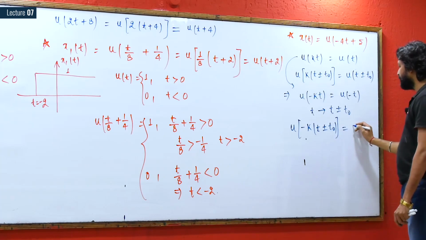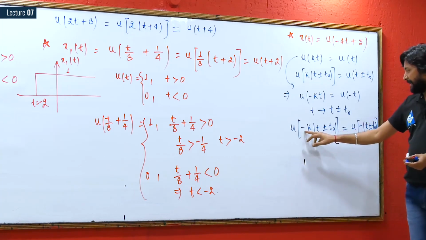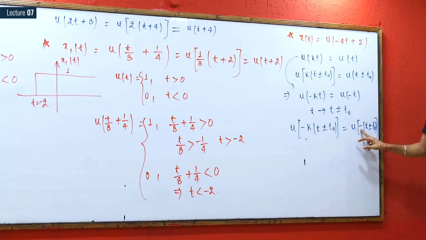So it will be equal to u of this minus sign, and for this t we will have to take t plus or minus t naught, which we have replaced on the left hand side. So you can see here that u of minus k into t plus or minus t naught, again this scaling factor you can discard and this minus sign will be there, that is minus of u of t plus or minus t naught.